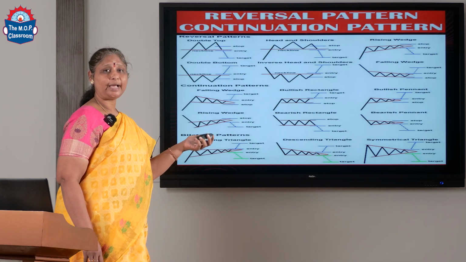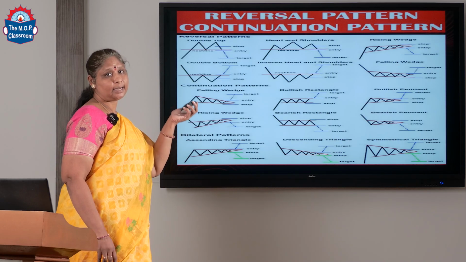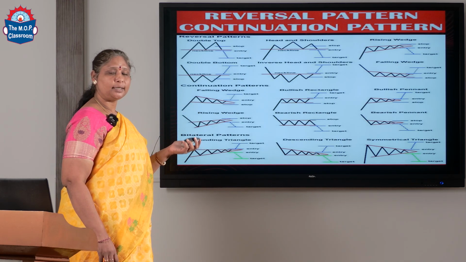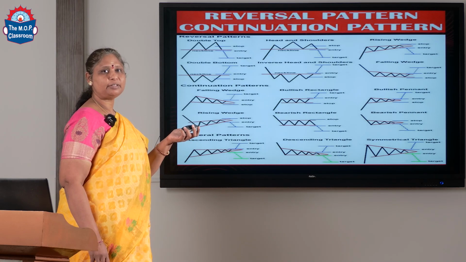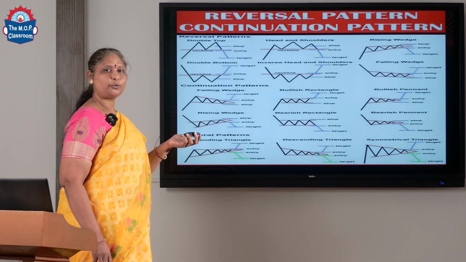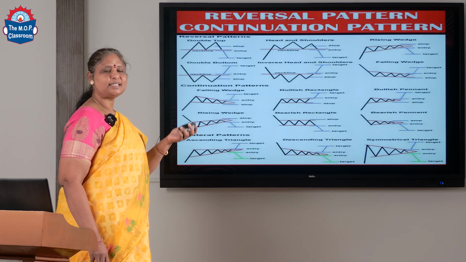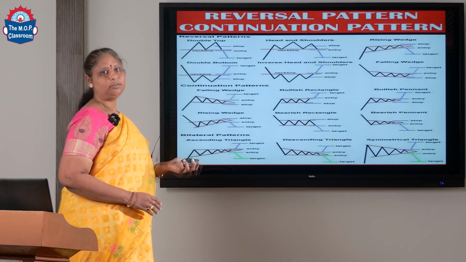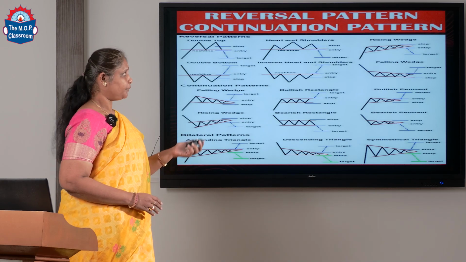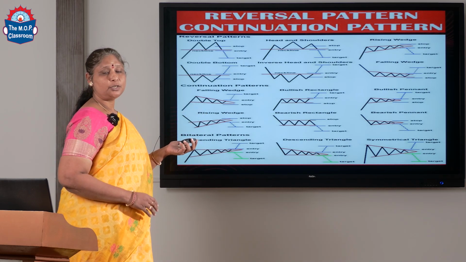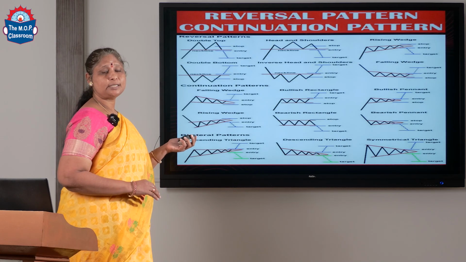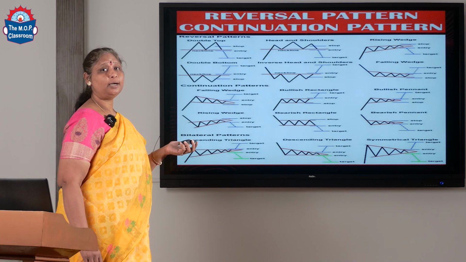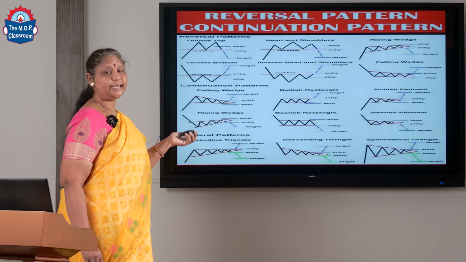Similarly, in a head and shoulder pattern, there will be an upward movement of the price followed by a downward movement. Again there will be an upward movement of the price of the securities. The second upward movement will be slightly higher than the first, and then there will be a fall in the price of the security. Again there will be an upward movement. The third upward movement will be somewhat similar to the first uptrend, forming a head and shoulder pattern. That's why it's called a head and shoulder pattern.